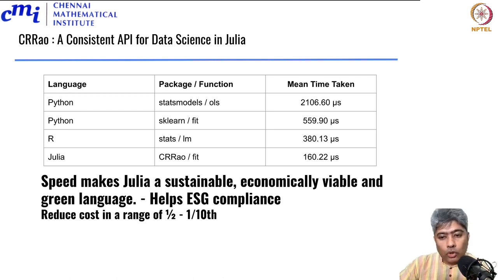So that makes Julia a go-to language, and this will help all the Indian companies, Indian corporates, to comply with their ESG requirements. What is ESG? ESG is environment, sustainability and governance. It's a very important concept that is becoming very popular, and most of the companies in India, in Europe, in US, they are trying to become ESG compliant. So Julia will help the Indian industries to become ESG compliant.